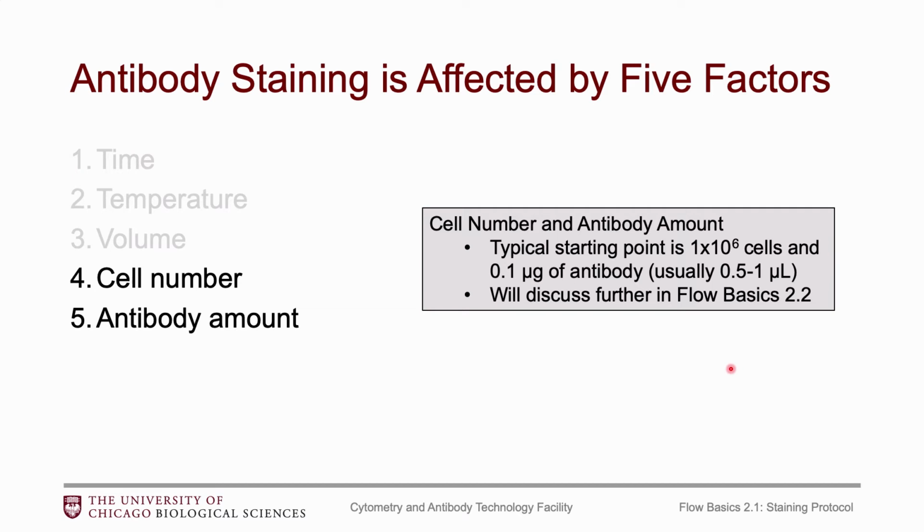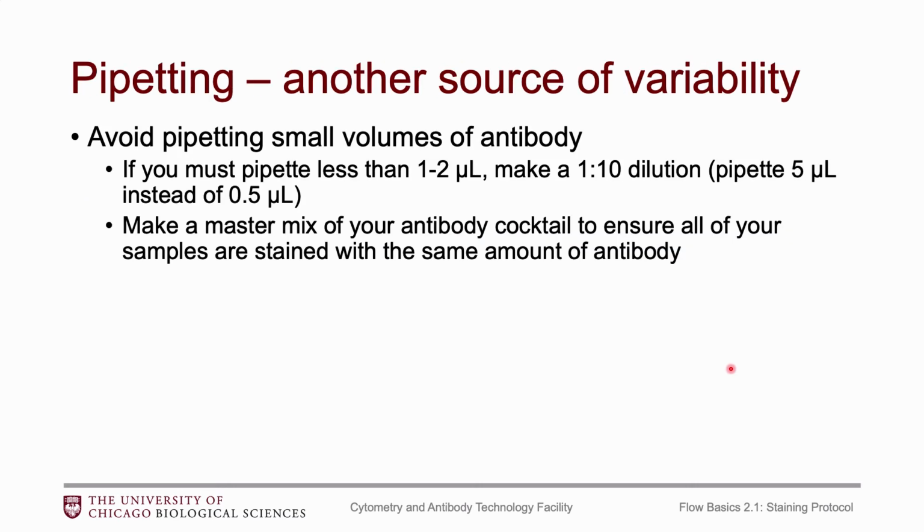But we will be talking about this in more detail in the second video because using this default starting point is often not what will be best for your experiment. But if you have no idea where to start, I would say start here. So in addition to these 5 factors, I also want to talk about pipetting because that's another source of variability that you could get in your staining protocol.